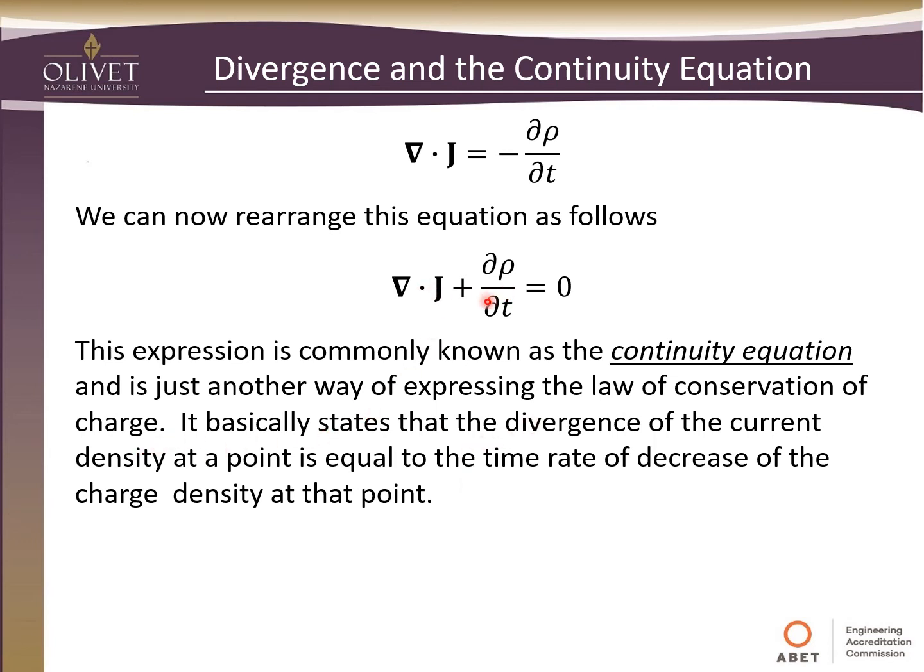So it's just saying that charge can't just disappear. We can't create it. We can't destroy it. If there's current flow, it has to be coming from somewhere. So our total charge in the area is going to go up and down, depending on whether current's flowing in or out of that point.